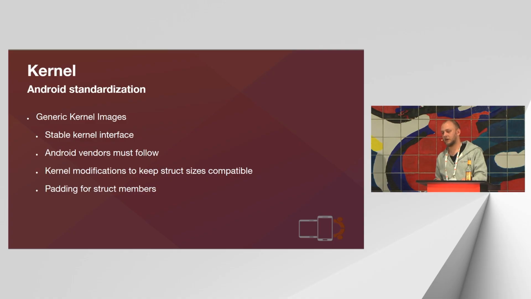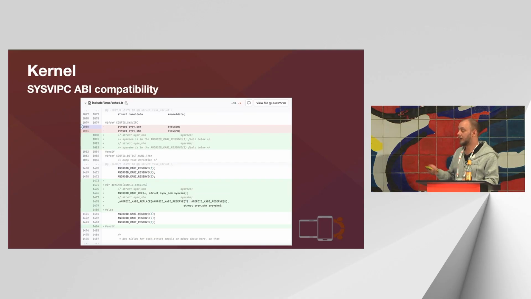And there are also some kernel modifications inside of the upstream Linux kernel, or on top of the Linux kernel, that make it possible to actually achieve this. It's like making struct sizes always the same and adding some padding on top. And here we have a few examples. Here we have something with the SysV IPC ABI compatibility, where we comment out, actually I think this was done by Nikita over there.